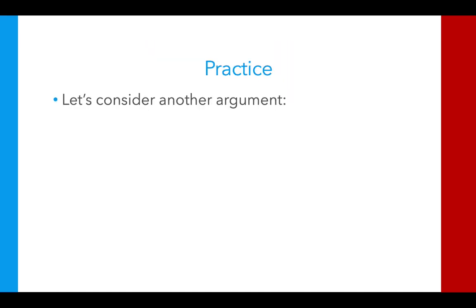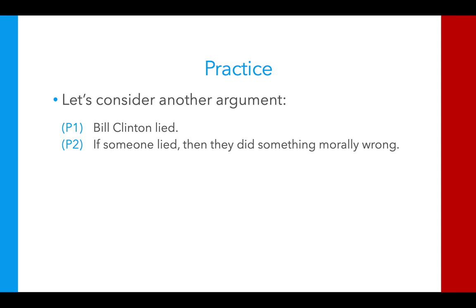So let's sort of dig down into the nitty-gritty here a little bit. So here's another argument. Premise 1, Bill Clinton lied. Premise 2 says if someone lied, then they did something wrong. Conclusion, therefore Bill Clinton did something morally wrong.